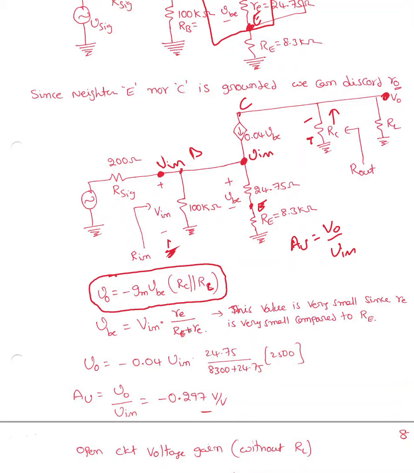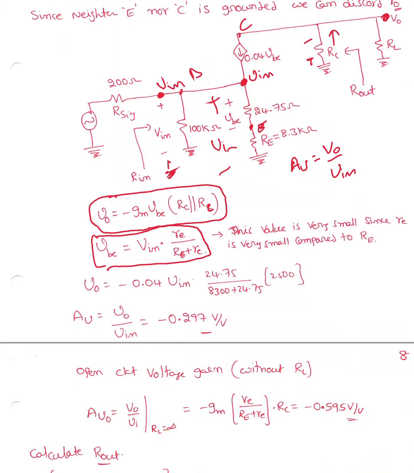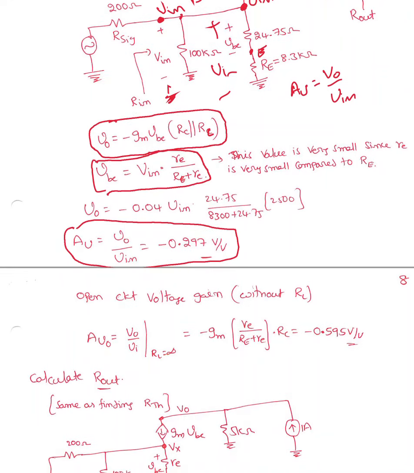To find VBE, I just use the voltage division rule. The total voltage here is Vn. By using the voltage division rule, Vn times small re over capital Re plus small re. Based on this, I found V0 by Vn, which is AV, equal to minus 2.97 volt per volt. So here my gain is really small. If I give 1 volt, it is giving me only 0.297 volt. Instead of amplifying, it's reducing the size.